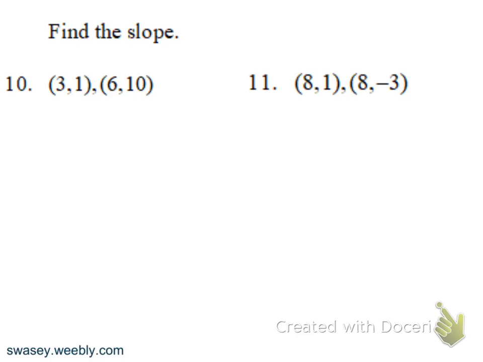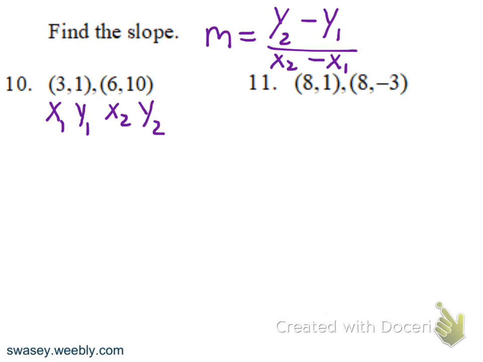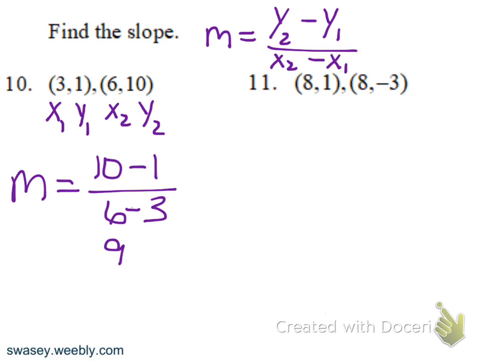On these, we'll use the slope formula. So label your points x sub 1, y sub 1, x sub 2, y sub 2. Then we're plugging into the slope formula. On top we'll have 10 minus 1. On the bottom 6 minus 3. So we have 9 divided by 3, which gives us a slope of 3.